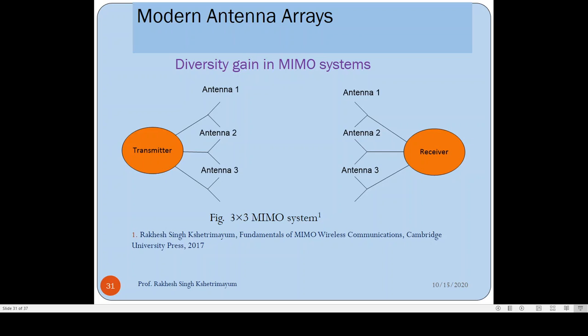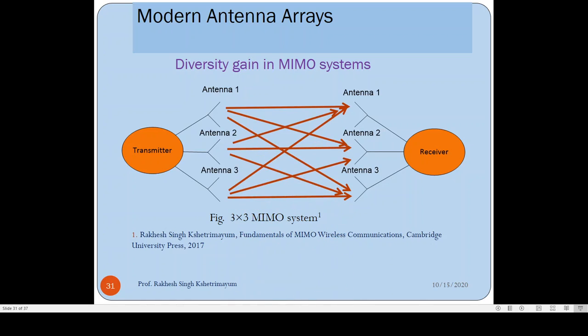There are two types of gain in the MIMO system. One is called diversity gain, another is called the rate gain. What is the diversity gain? Diversity gain is basically when you have multiple antennas at the transmitter and multiple antennas at the receiver, the signal which you are sending from the transmitter can go with different paths.